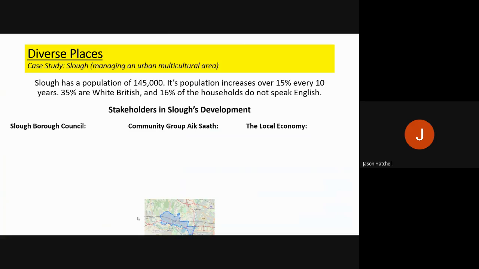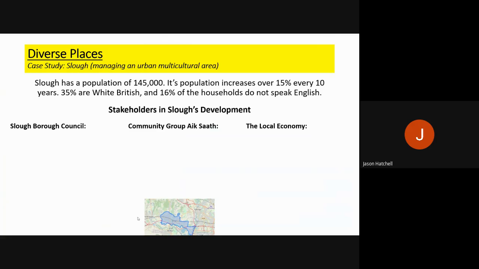Another case study, which is a multicultural area, and managing that multicultural area, is Slough. So, Slough has a population of 145,000 people. Its population increases around 15% every 10 years. 35% of the population is white British, and 16% of the households do not speak any English. There are three stakeholders in Slough's development and management.